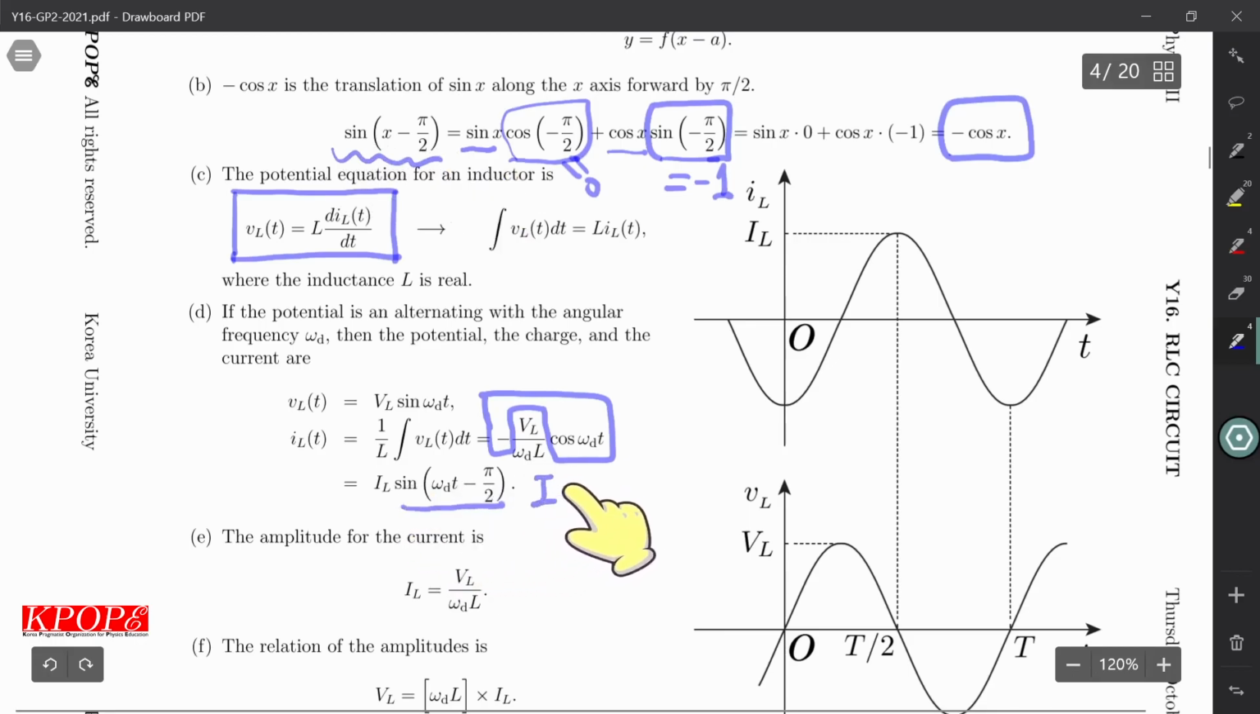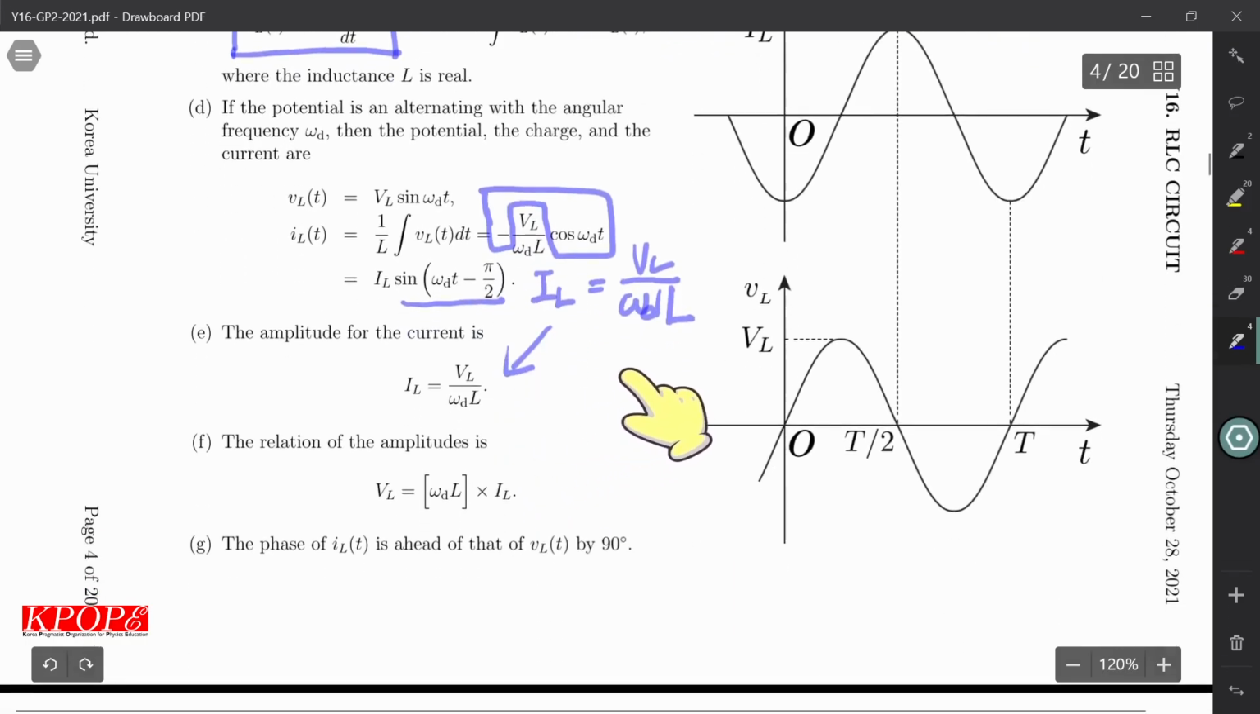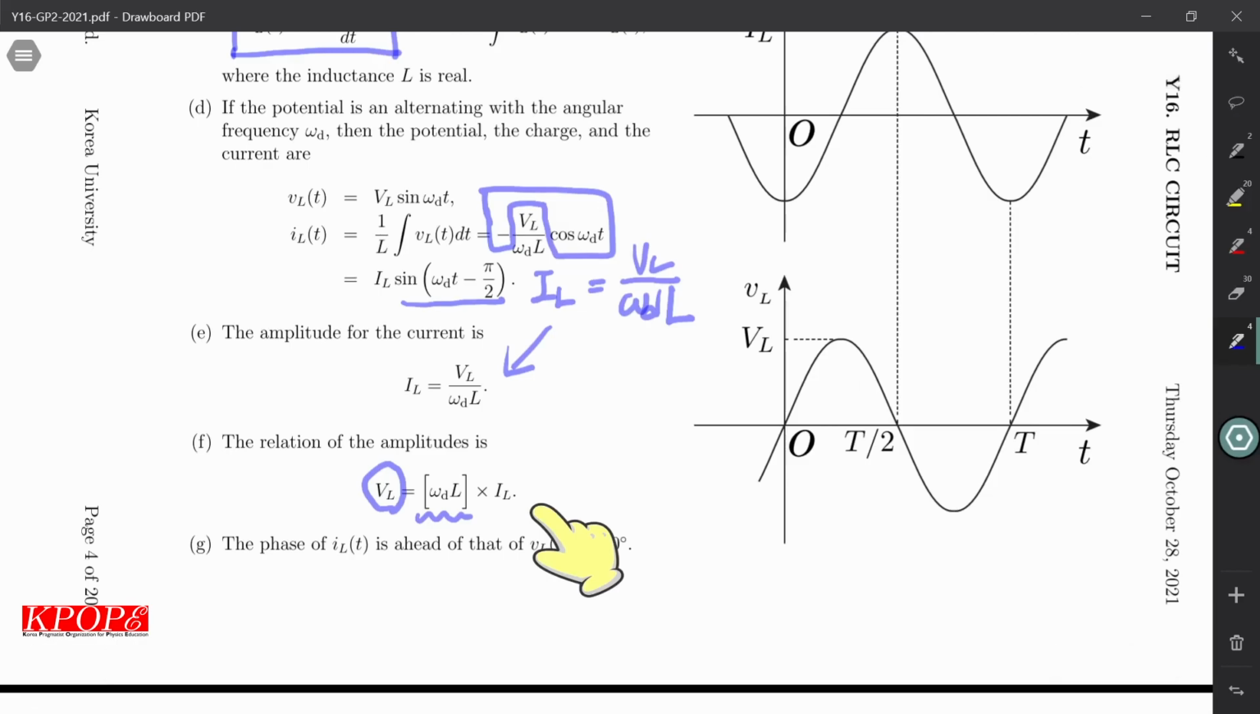Here IL is VL over omega dL. And here, the amplitude relation for the potential, the amplitude for the potential is now omega dL multiplied by the amplitude of the current through the inductor.